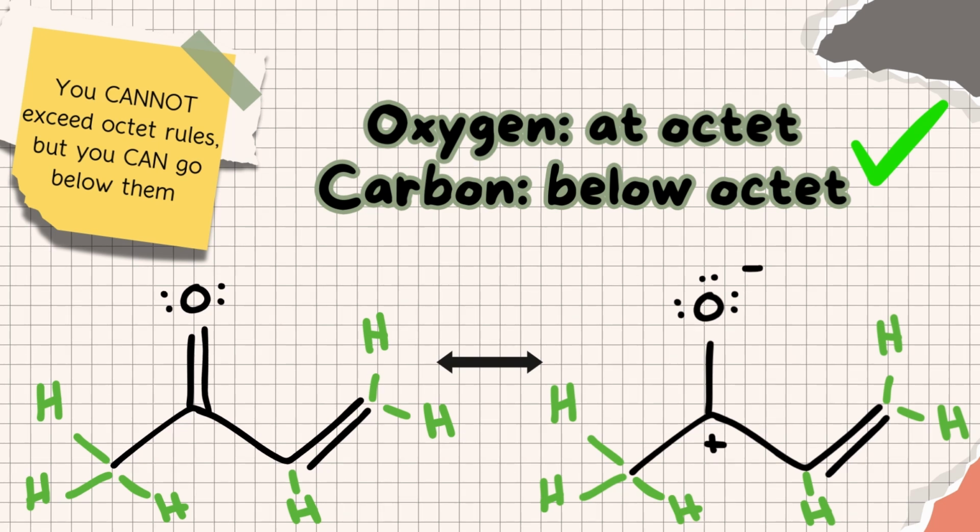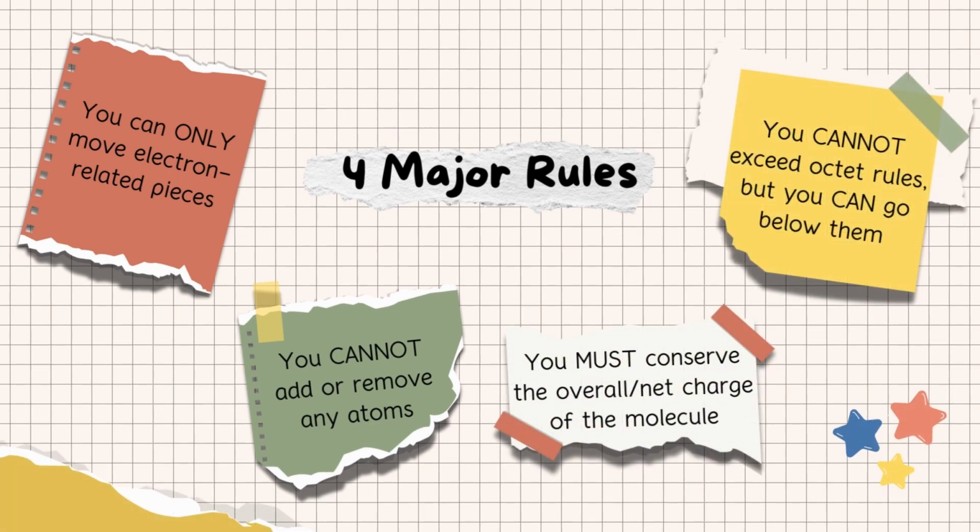Carbon isn't super happy about it, but you are totally allowed to make the molecule a little uncomfortable as long as it is physically possible. Once again, the goal is just to find a resonance structure, not necessarily the best one right away. So, those are the 4 major rules you can consider for forming a resonance structure. Only moving electron-related parts, not adding or removing any atoms, basically keeping all hydrogens exactly where they are and other atoms, conserving the overall or net charge of the molecule, and not exceeding the octet.